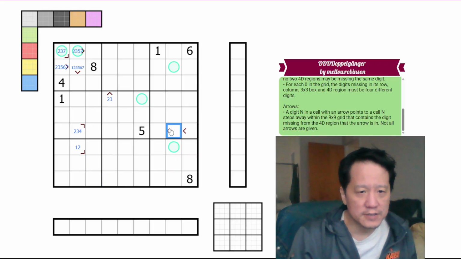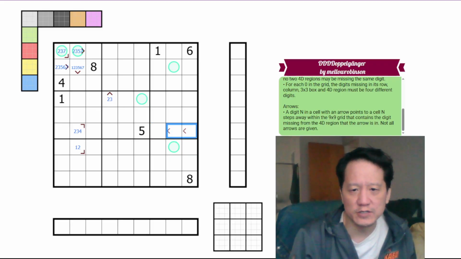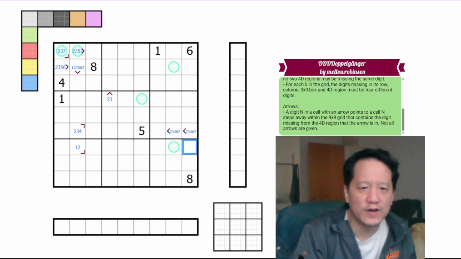This is, again, as I said, up to 7. This is up to 8, but it can't be 8 here. So these are both up to 7, actually. 1 through 7. No 5 available. No 6 available here.